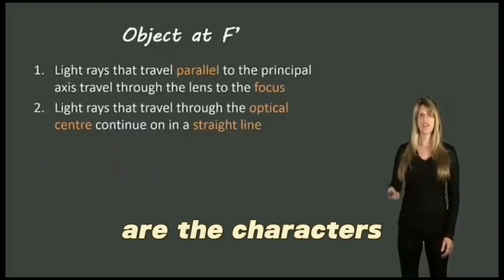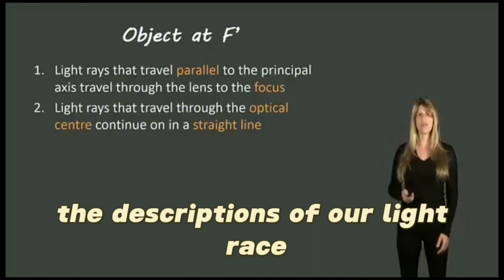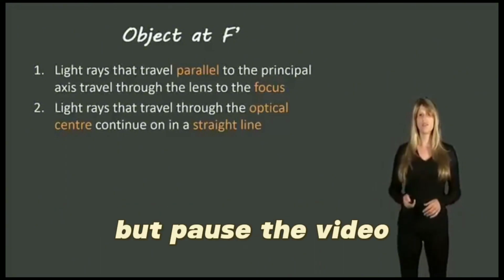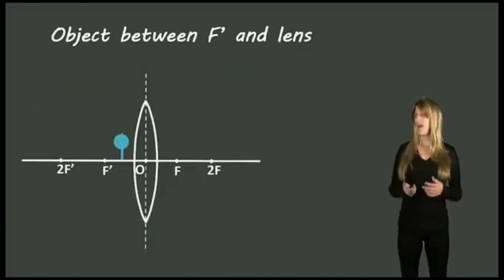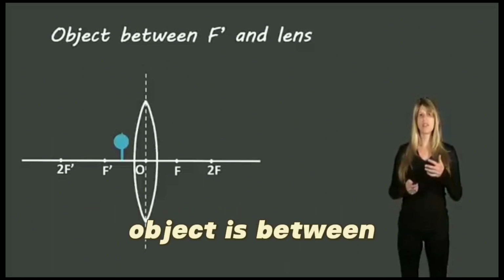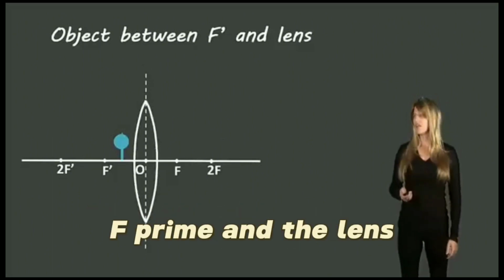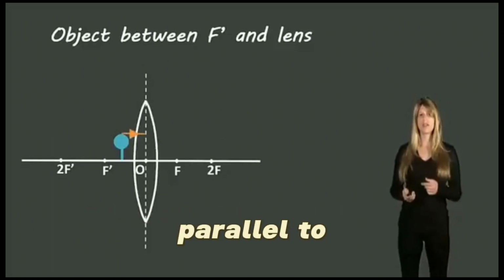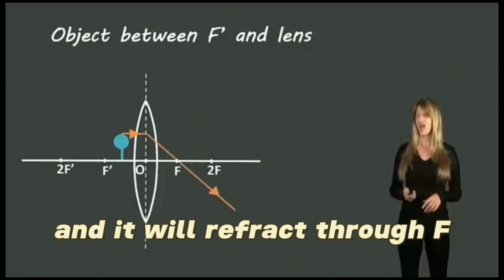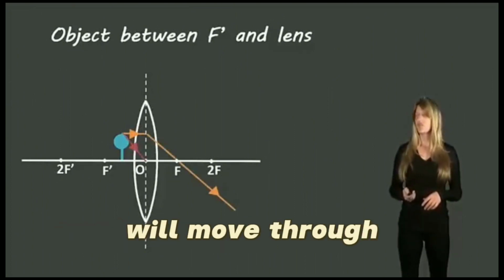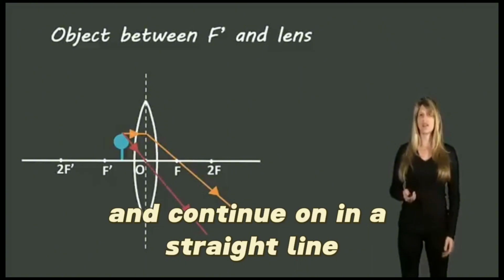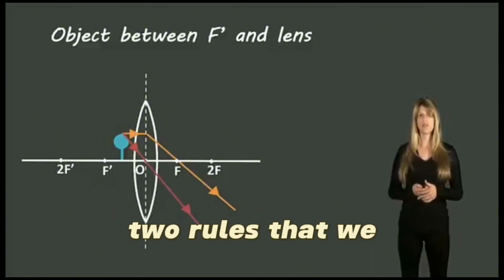And here again are the descriptions of our light rays. I'm not going to read through them, but pause the video if you'd like to copy them into your notes. And then finally, let's see what happens when the object is between F prime and the lens. So our first light ray will be parallel to the principal axis, and it will refract through F. Our second will move through the optical center and continue on in a straight line. So again, the same two rules that we saw last time.